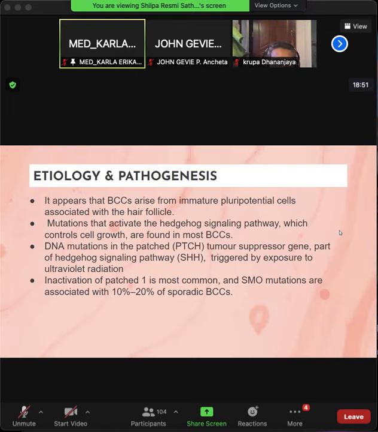So, moving on to the etiology and pathogenesis, it appears that BCC arise from immature pluripotential cells associated with the hair follicles. Mutations that activate the Hedgehog signaling pathway, which controls cell growth, are found in most BCCs. DNA mutation in the PTCH tumor suppressor gene, part of the Hedgehog signaling pathway, is triggered by exposure to ultraviolet radiation. Inactivation of PTCH1 is most common, and SMO mutations are associated with 10 to 20% of sporadic BCC.